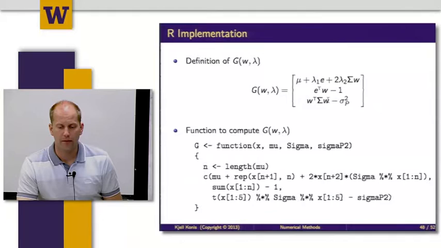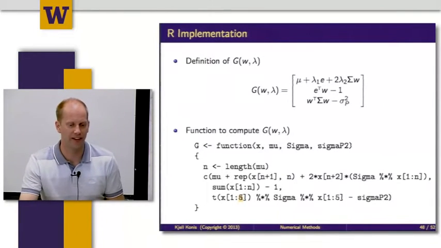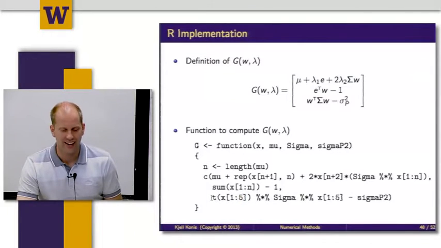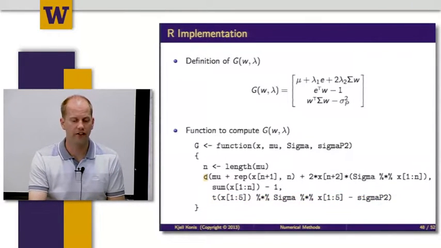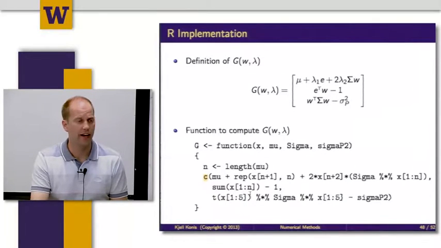And then W transpose sigma W minus sigma squared P. W is the first n elements. I was a little bit sloppy here; I should have used an n, but because this is a 5 by 5 example, I had a 5 in there in the first place. So I have W transpose. In R, this t function transposes. So W transpose sigma W minus sigma squared P. And I'm going to use the c function to wrap all that up into a vector and return it.